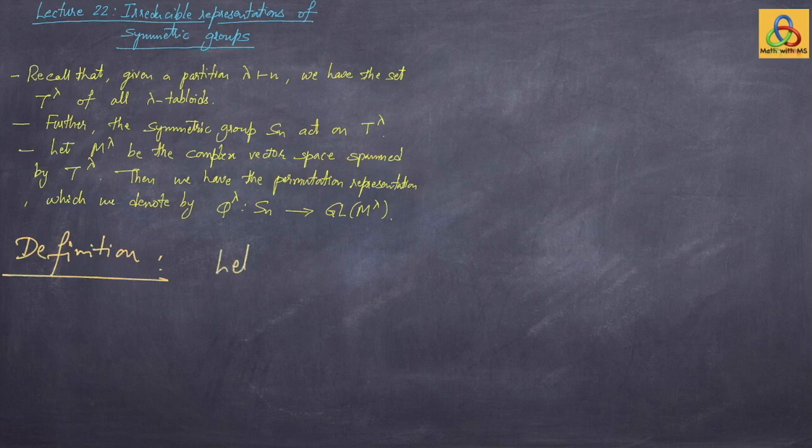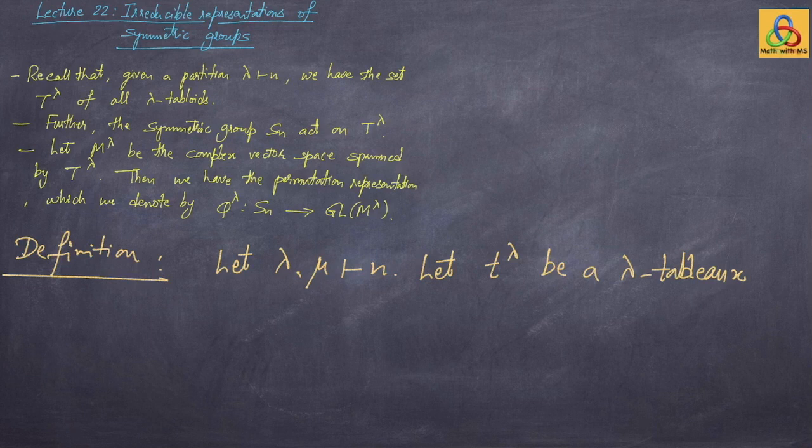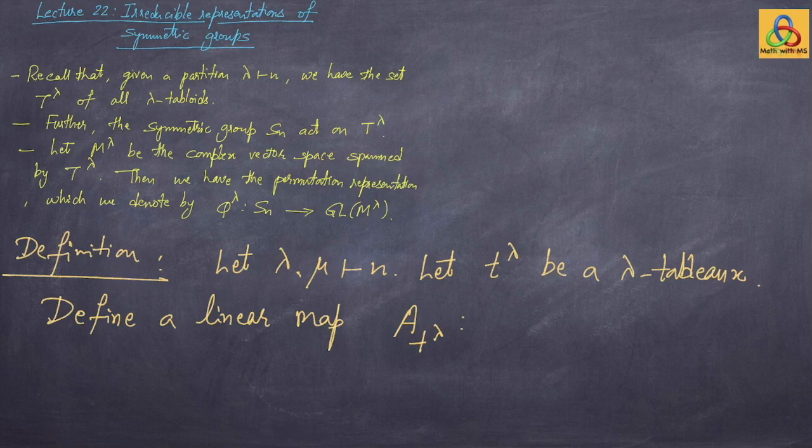Let lambda and mu be two partitions of a positive integer n. Let T lambda be a lambda tableau, that is, T lambda is a Young tableau of shape lambda. Define a linear map, which we denote by A of T lambda, from M mu to M mu, where M mu is a complex vector space spanned by the set of all mu tabloids. And what is this operator?